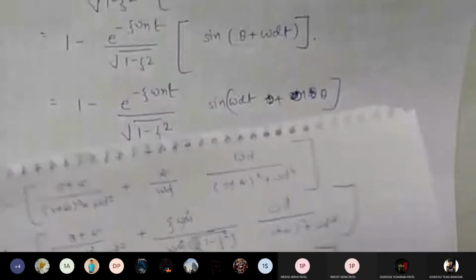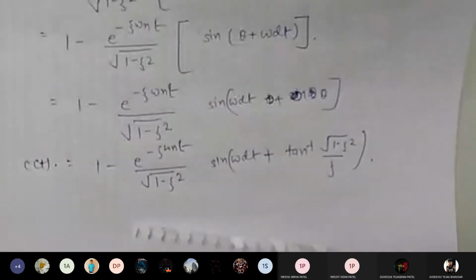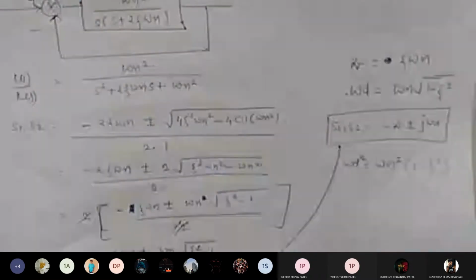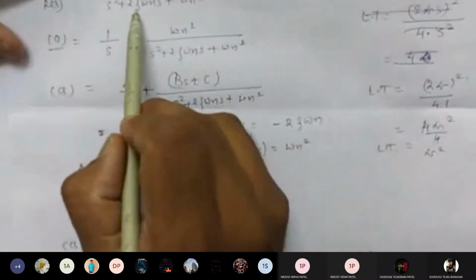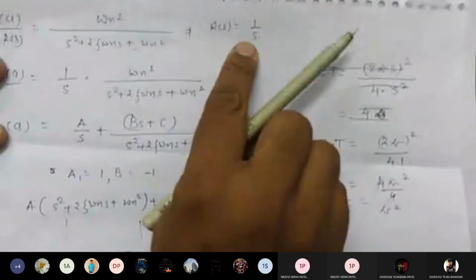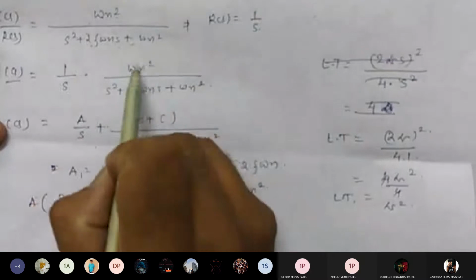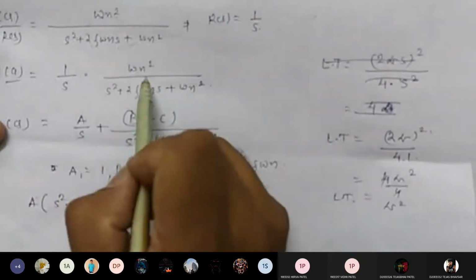Just repeating what we have done, in case you have not got it. Our main equation was this: omega n square upon s square plus 2 zeta omega n s plus omega n square. We want to find out C of t with respect to step input. So R of s is equal to 1 upon s, which we have taken. Multiplying R of s, it will be 1 upon s into omega n square upon whatever the terms are over here.